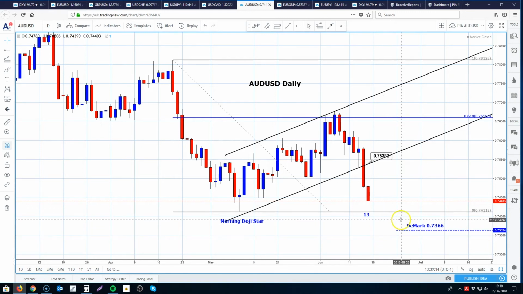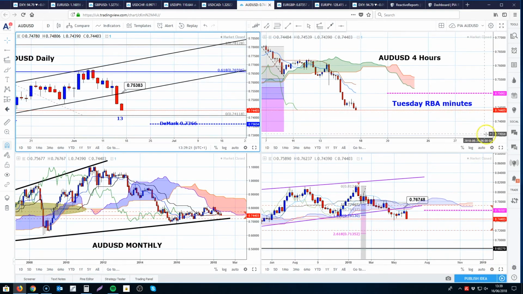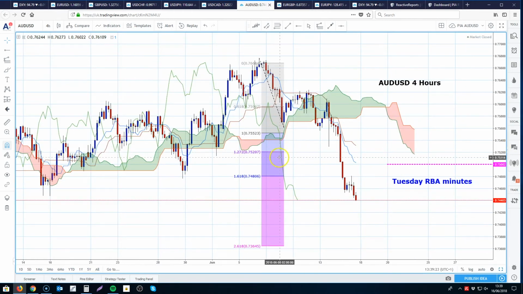Actually, we've just adjusted our target level to 74, the figure for Aussie dollar. And if we go to this chart, which is the 4-hour chart, we've got a potential of a 5-wave Elliott wave pattern. So wave 1, 2, down in 3, small up in 4, and then down in 5.